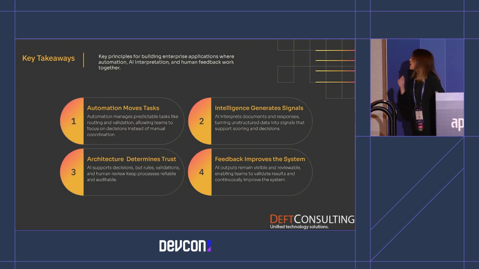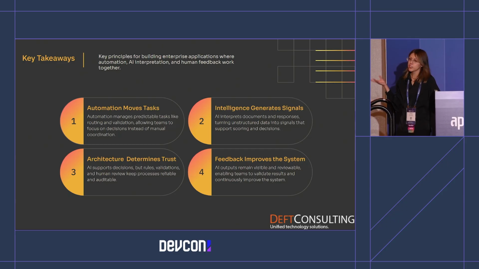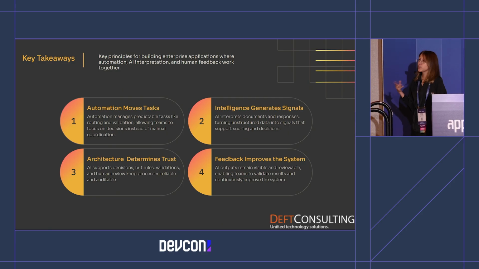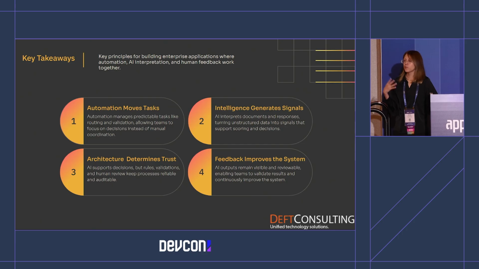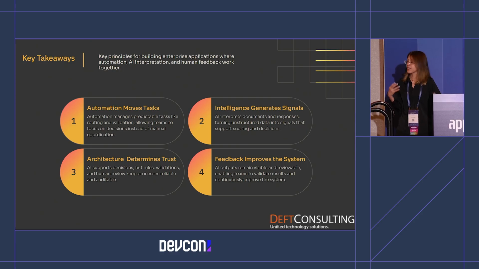So, with our key takeaways, let's remember that automation moves tasks. The idea of AI is to make these tasks a lot easier to go through, with all of the things that we saw before, and to allow people to focus on the more important tasks. I think we have all heard in the other sessions that the idea is to keep humans in the loop, especially the more complex or important the information that we're handling is.